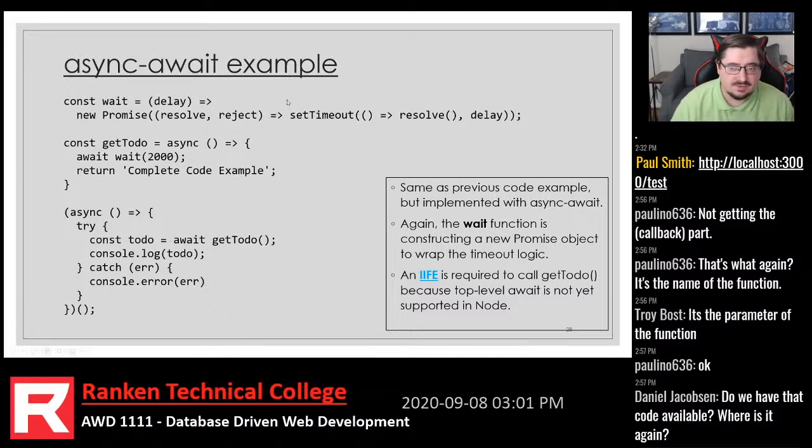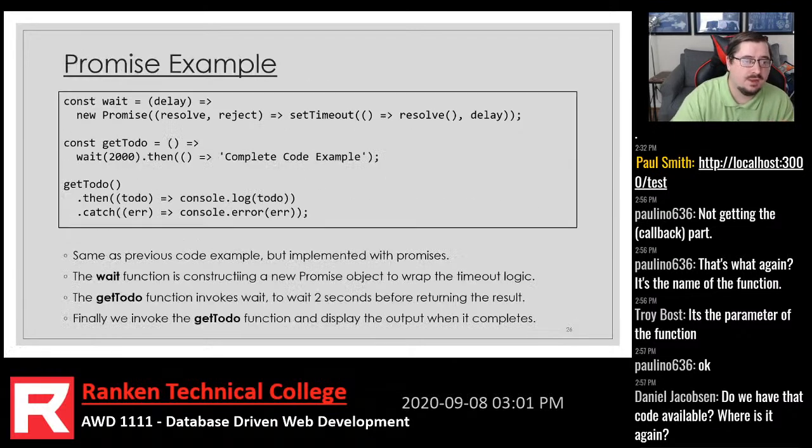And usually I'm going to get this from the API itself. I think I jumped ahead. Usually I'm going to get this from the API itself, but sometimes I may have to create these promises myself. So here I'm saying I want to wrap the set timeout function, which doesn't have a built-in way of doing promises, but I need to turn it into a promise.